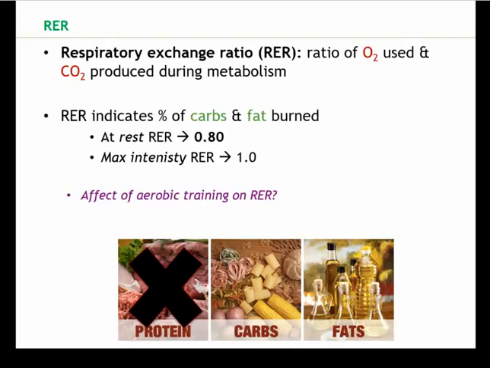What do you think the effect of aerobic training is on RER? So comparing an aerobically trained individual to an untrained individual, what would you guess? Trained individuals can train the body to rely more on fat for aerobic exercise, which we learned in the last video is called glycogen sparing. And if they're relying more on fat, they're going to have a lower respiratory exchange ratio. So it's going to be less than 1, somewhere in between 0.8 and 1. That'll be the RER based on their ability to spare glycogen and turn to their fat stores.